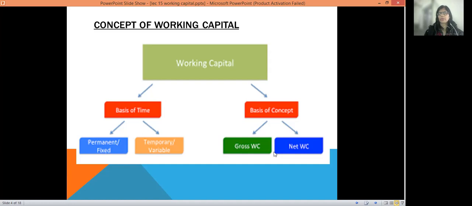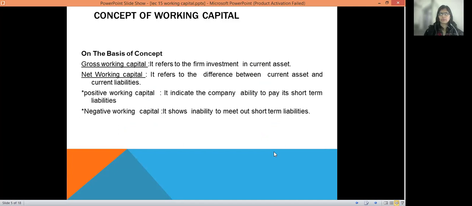That working capital can be divided on the basis of time and concept, and according to time it can be permanent or temporary, and according to concept it can be gross or net. So we are going to move on further on next slide, that is related to the briefing of concept of working capital.